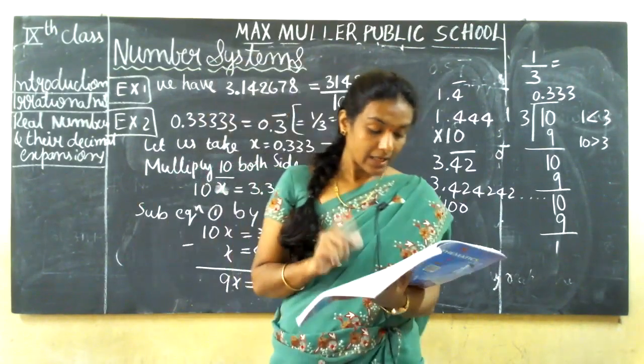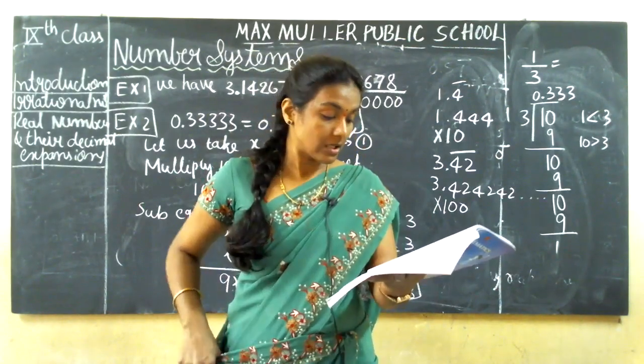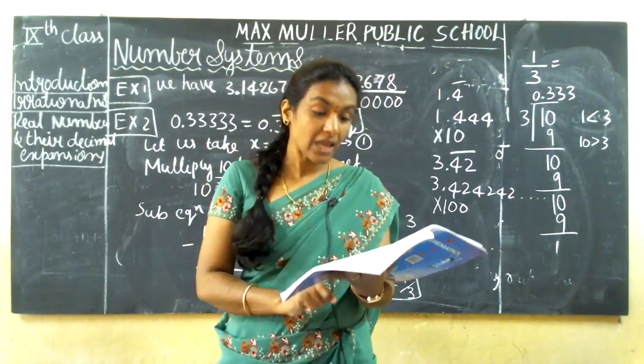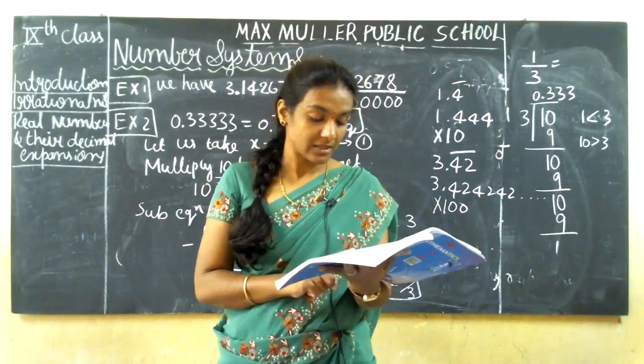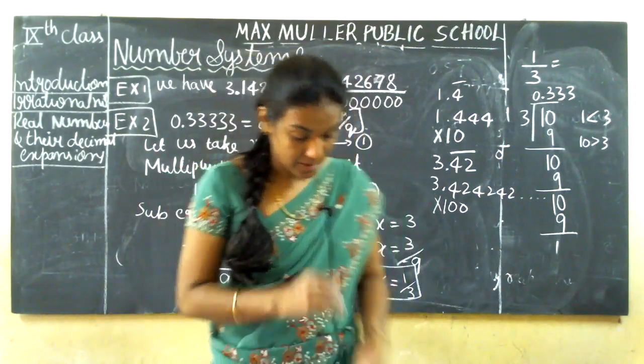Another type is there: find the rational numbers between two given numbers. The same example is there in the exercise part also. Let's try that one in the exercise part.